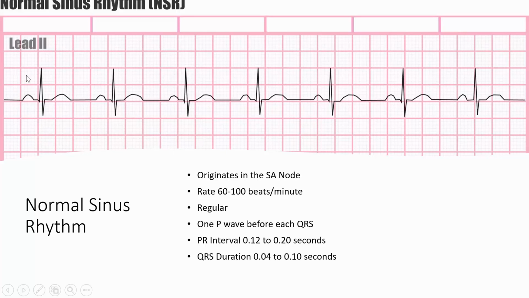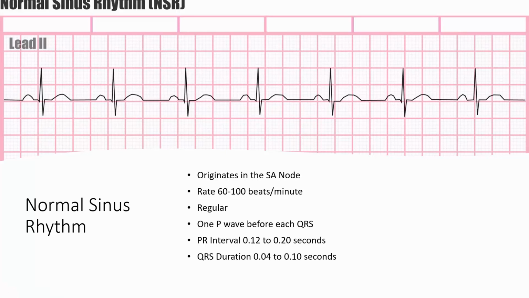When you look at your P waves, you see that all my P waves, and I'm using a little mouse and taking them to the P waves, are similar in appearance. And I do have 1 P wave before every QRS complex. That's something else you're going to look for. So my P waves are within defined limits.